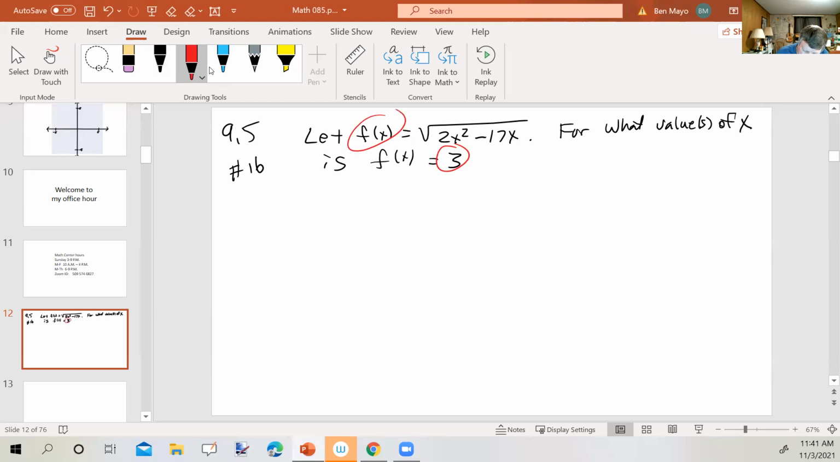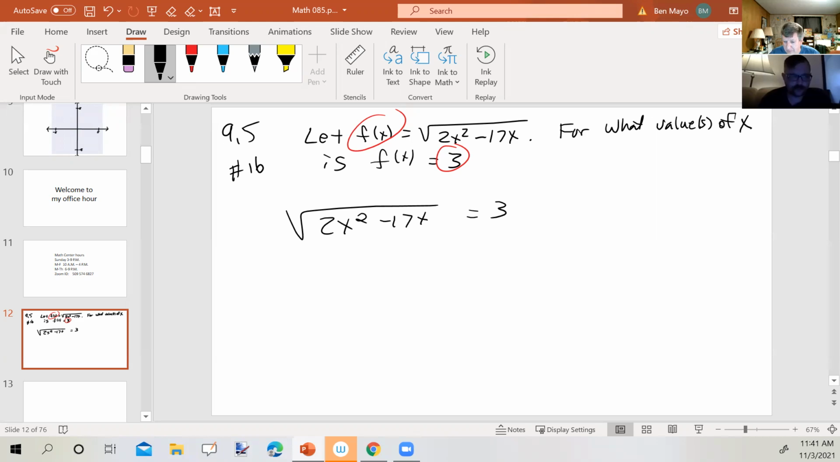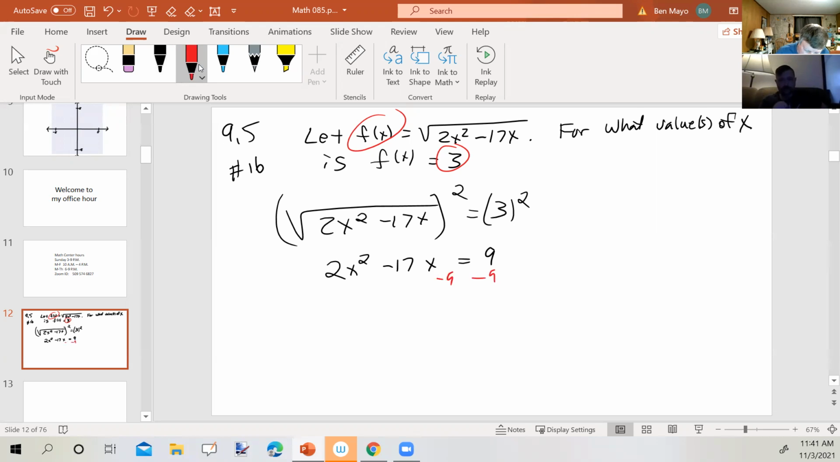So we're going to substitute 3 in the place of f of x. So our equation is going to look like this: the square root of quantity 2x squared minus 17x equals 3. Anyway, we're going to square both sides of the equation, and we get 2x squared minus 17x equals 9. So this is a second degree equation. We want to set it equal to 0, so we'll subtract 9 from both sides: 2x squared minus 17x minus 9 equals 0.